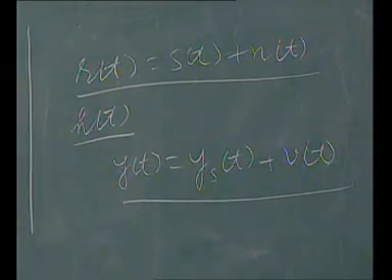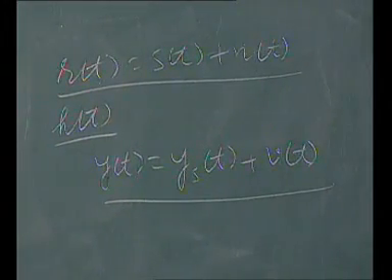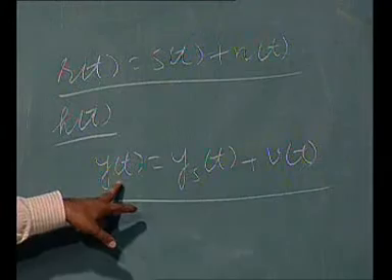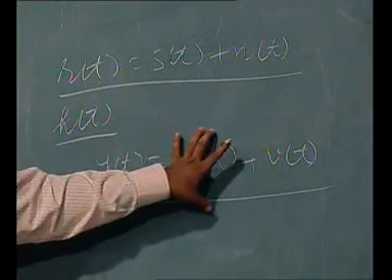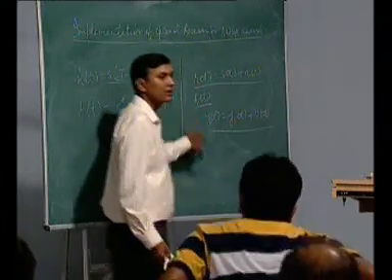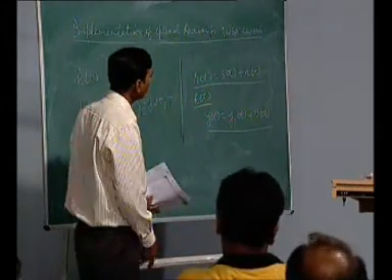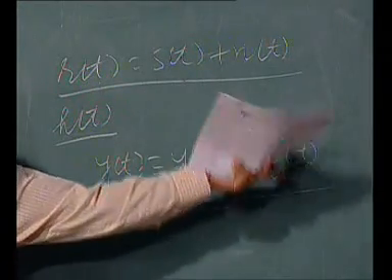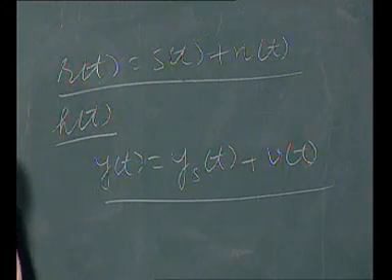So if you pass it through the impulse response h(t), the output will be y(t), that is y_s(t) plus v(t), in analogous form. y(t) is what we get while passing r(t), y_s(t) while passing s(t), and v(t) while passing the noise n(t).